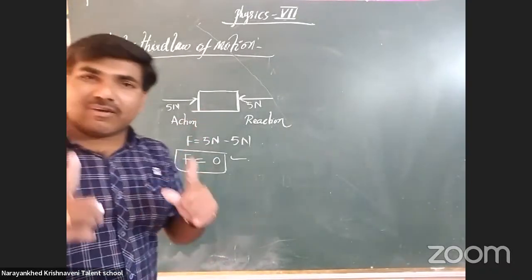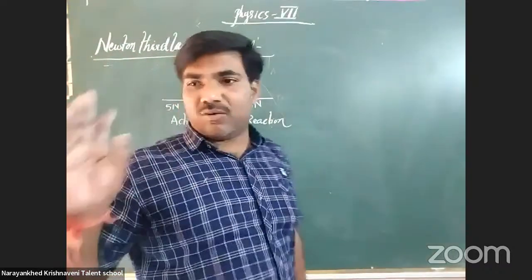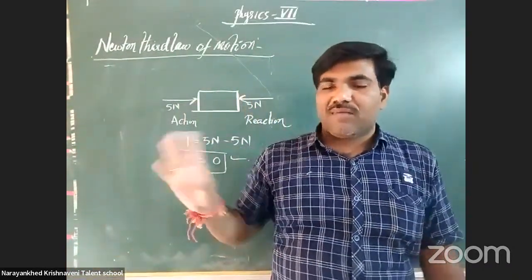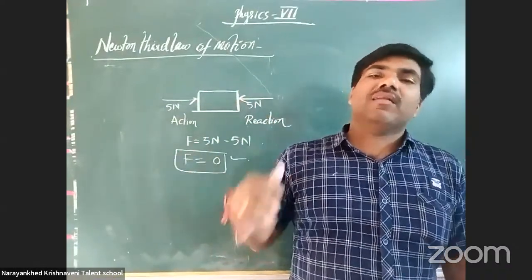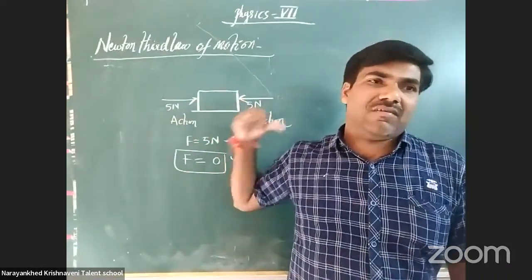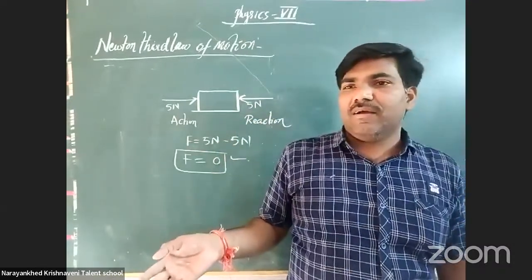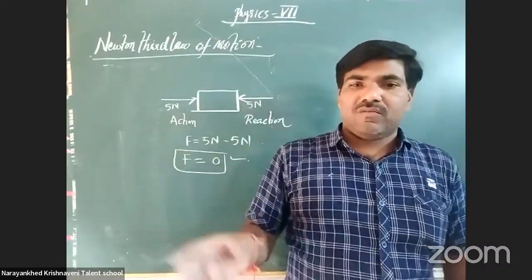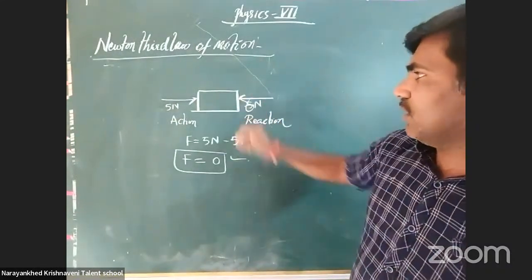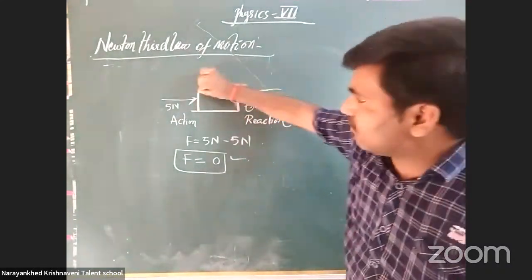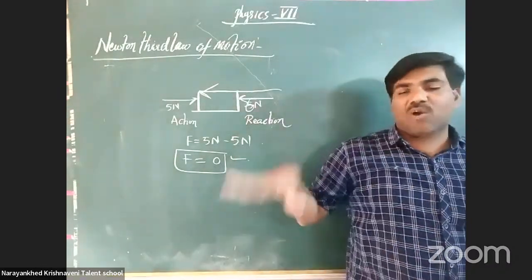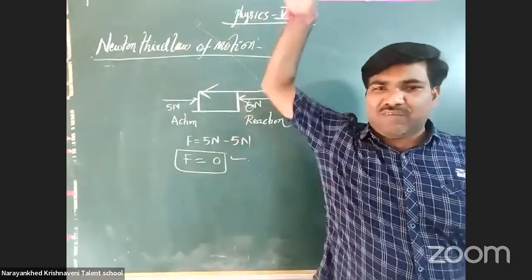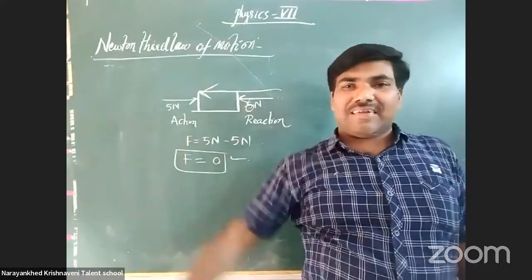When action is equal to reaction, the magnitude is the same, so the body is not in a moving position. When the magnitudes of action and reaction become different, the body moves. Suppose it is 6 newtons. In which direction does the body move? In this direction only the body moves. Here a rocket is moving, when it started.